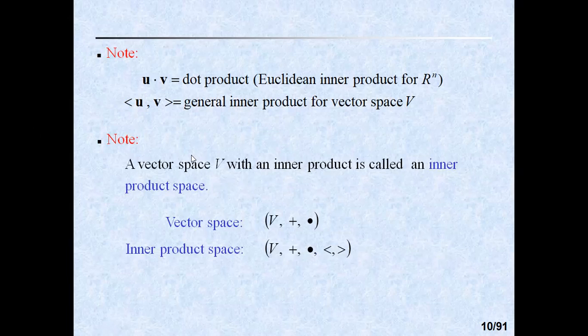Two more points you have to remember here. A vector space V with an inner product is called an inner product space. Therefore, a vector space with an inner product as a binary operation is called an inner product space.